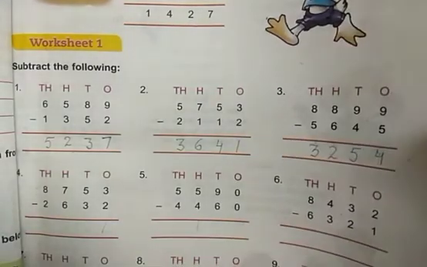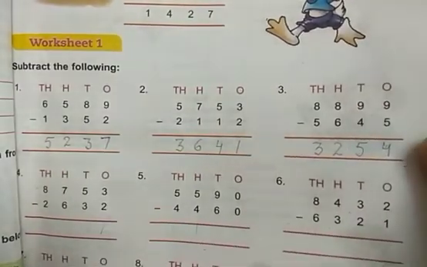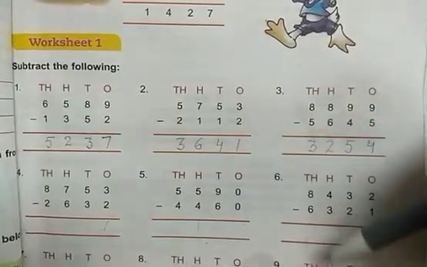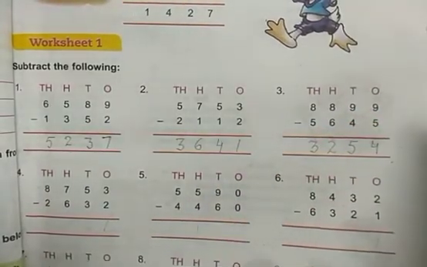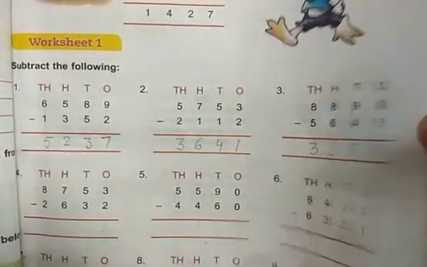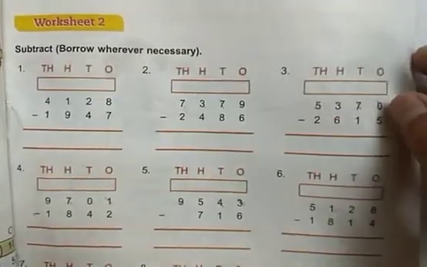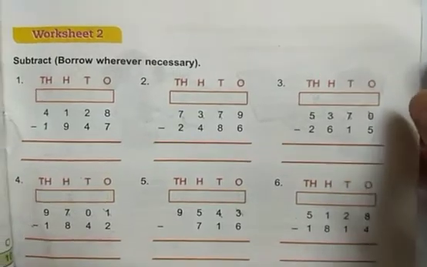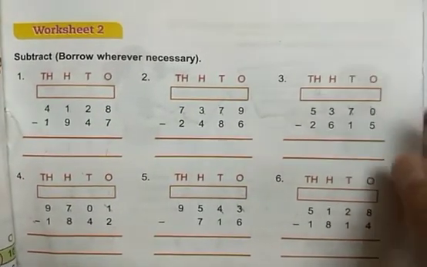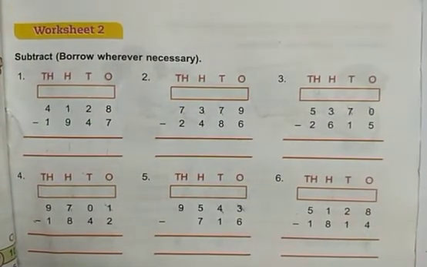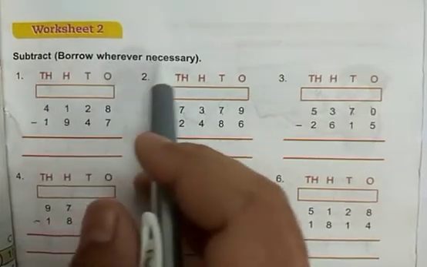Now we will move to the next worksheet, and the rest of the questions of this worksheet you have to do yourself because these are very easy. Move to the next worksheet, that is worksheet number 2. Here the question is: subtract, borrow wherever necessary.